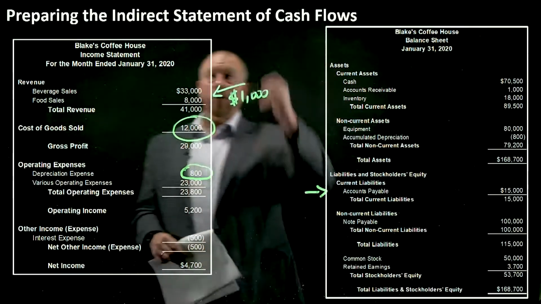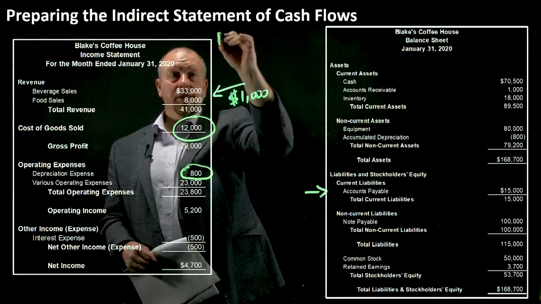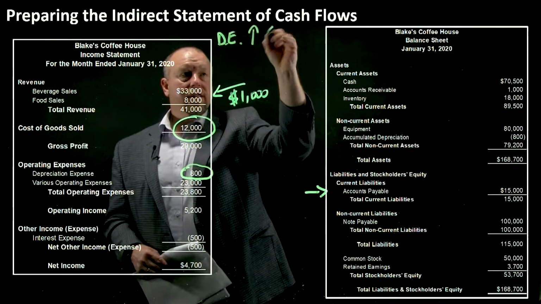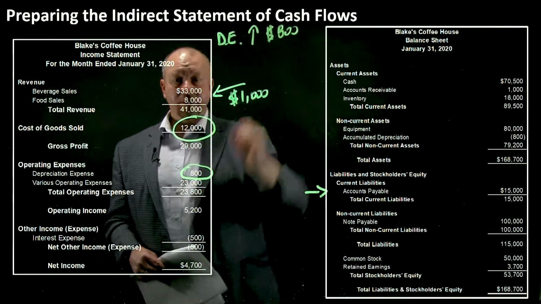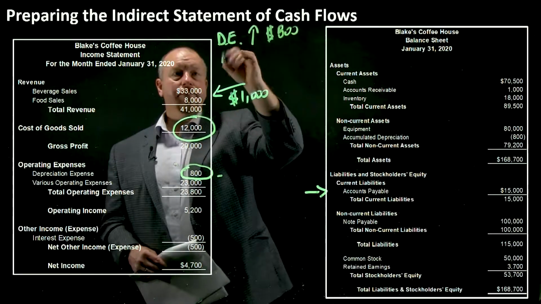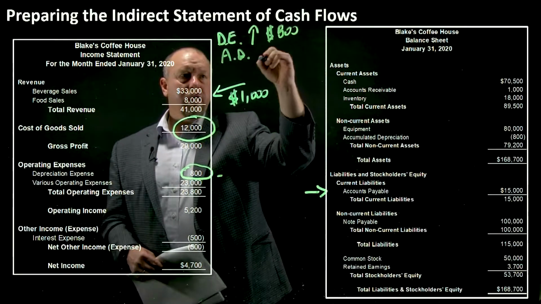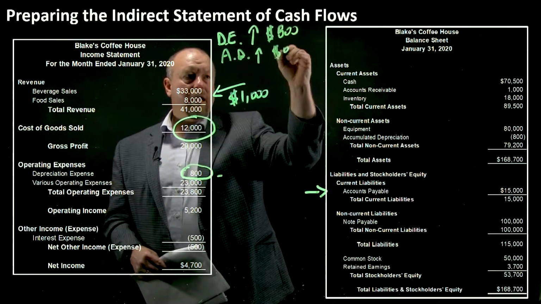The journal entry to record depreciation expense is simply this right here. Depreciation expense, I'm going to abbreviate it, in this case would go up by $800. That's why you're seeing this amount right here. Then this contra asset called accumulated depreciation also goes up by $800.